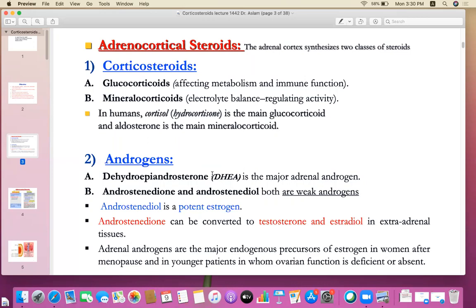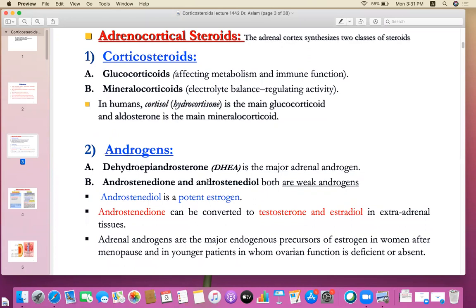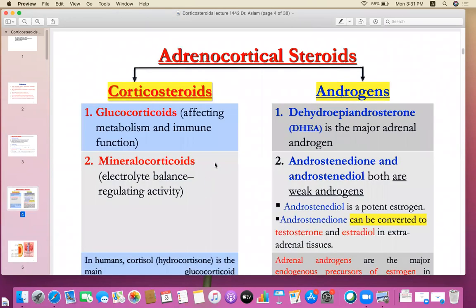Androstenediol for the estrogen and androstenedione for the testosterone. So we can say that androstenediol is converted into the estrogen, and androstenedione is converted into the testosterone. Here are the illustrations.